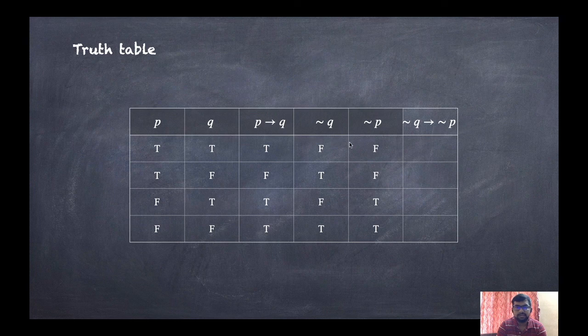And this implies, that means not Q implies not P. So both are false, that means it will be true. Both are true, that means it would be true. And here what is the conclusion part? FT. So here it will be F, and here it will be true. Now check these two columns, they both are the same as they are contrapositive of each other. Which statements? P implies Q and not Q implies not P. They are contrapositive of each other, so the truth values will be the same.